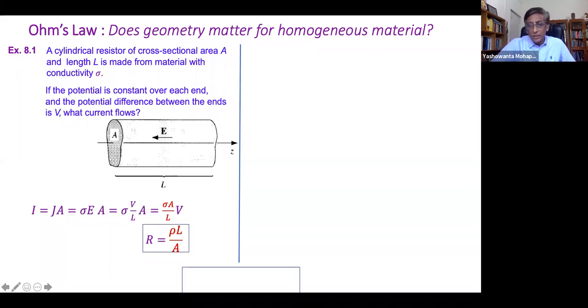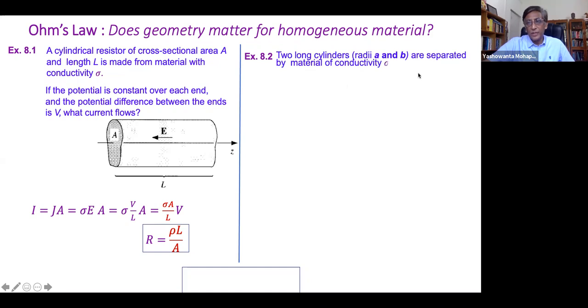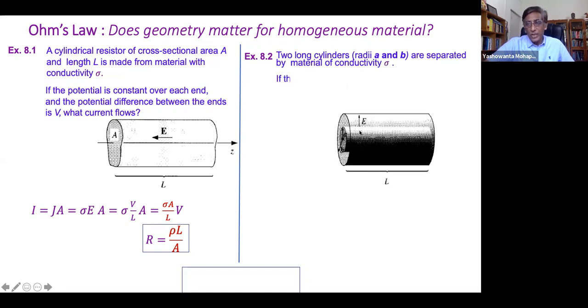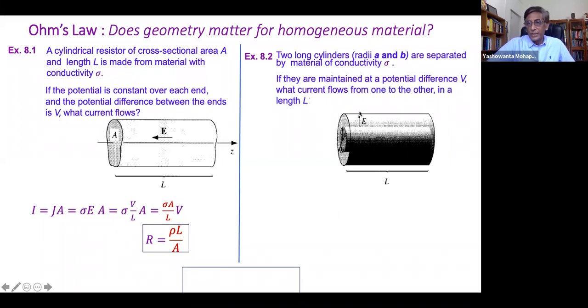Quite easy. But okay, let's take another example, in which I now change the geometry. This is quite regular. So two long cylinders of radii, let's say a and b, are separated by a material of conductivity sigma. So that is inner and outer. And if they're maintained at potential difference V, what current flows from one to the other in a length L? The in-between material is filled with a conductivity which is sigma.